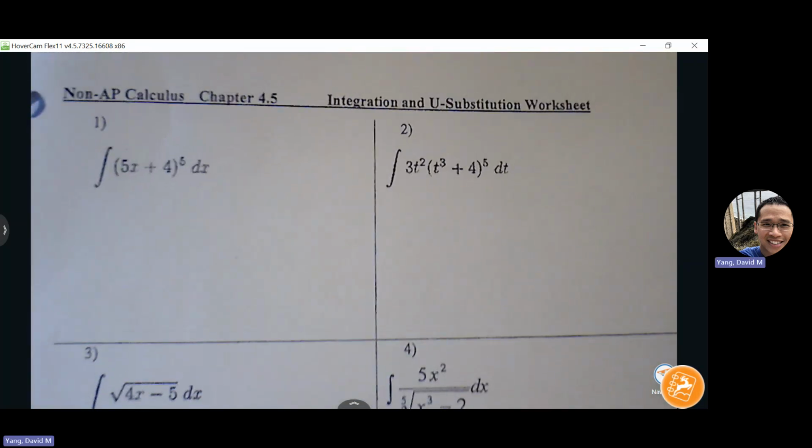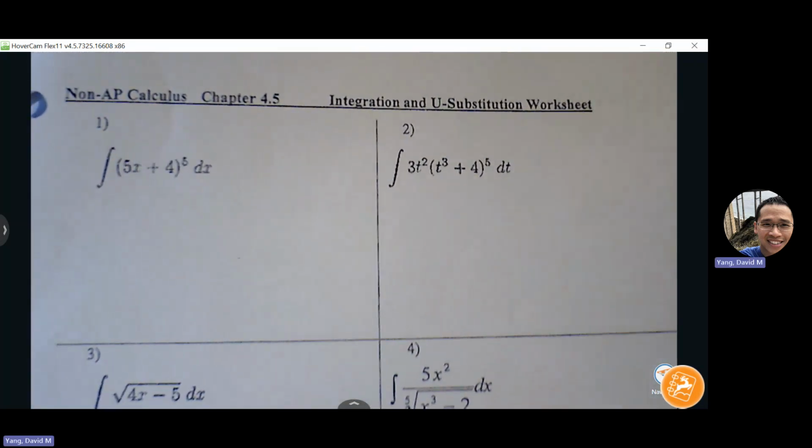Maybe we'll do the first one, but then after that, I just want us to set things up and identify the U value. Maybe I'll do the more difficult ones with you and leave the ones that are more manageable for you to finish at home.